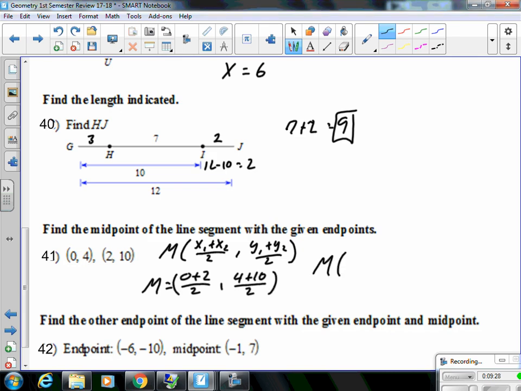So 2 over 2 for the x, 14 over 2 for the y, which ultimately is going to give us 2 over 2 is 1, 14 over 2 is 7.